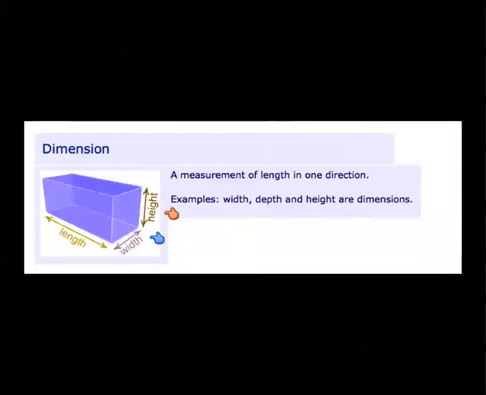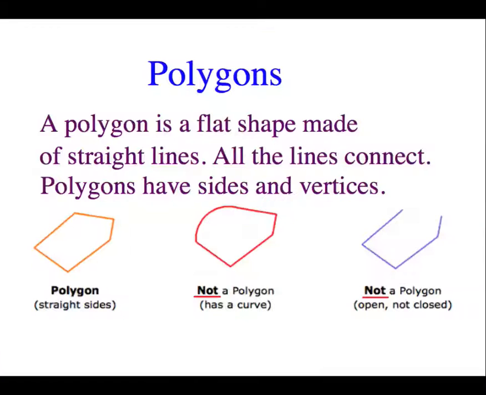A three-dimensional figure has three measurements, three things to measure. A two-dimensional figure is flat. It only has two things to measure: length and width. One type of shape that's two-dimensional is called a polygon, and that is a flat shape made of straight lines. All the lines have to connect for it to be a polygon.